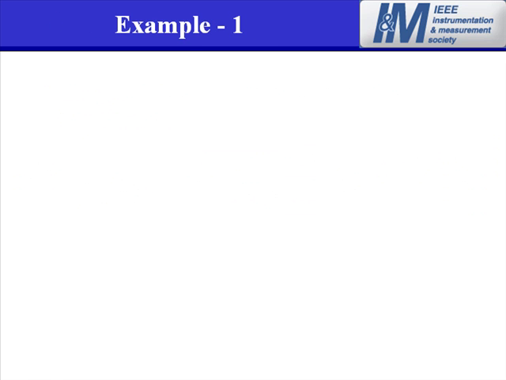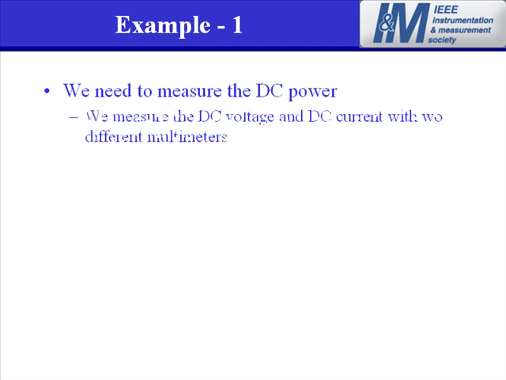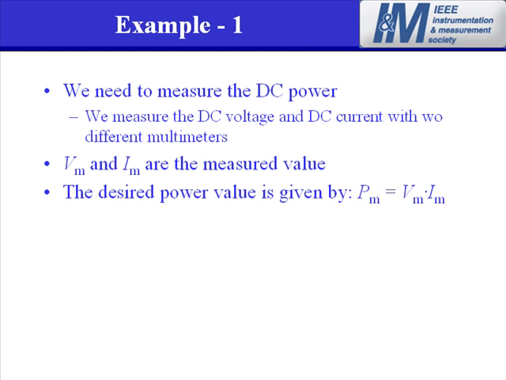So to better understand how these relationships are used, let's consider a couple of examples. Let's consider first the measurement of DC power. Let's suppose that we measure DC voltage and current with two different multimeters. Let's suppose that V sub m and I sub m are the measured values. Then the desired power value is given by their product as shown in the slide.